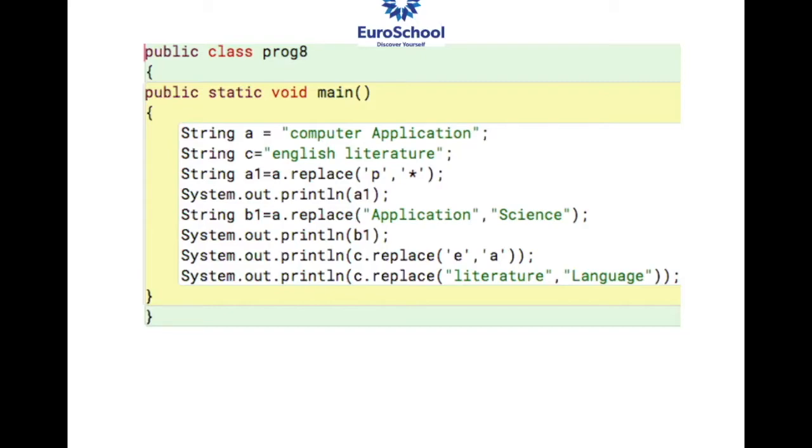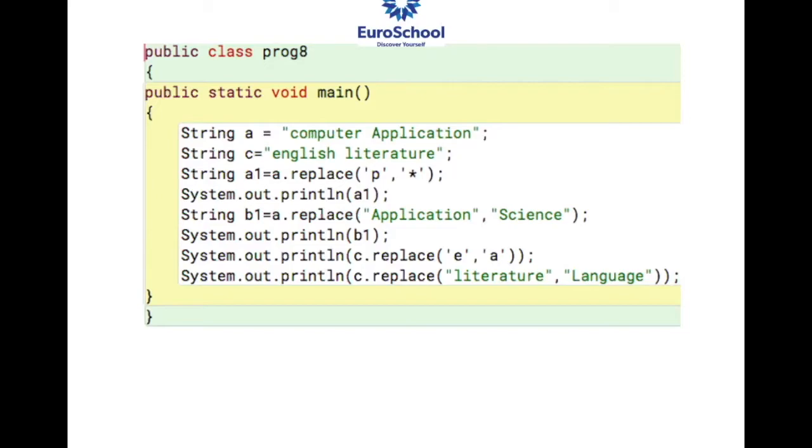Samriddhi? Yeah, ma'am, it will be computer science. If you see, SS is capital, so exactly the same way it will be displayed over there. Fine? Okay.